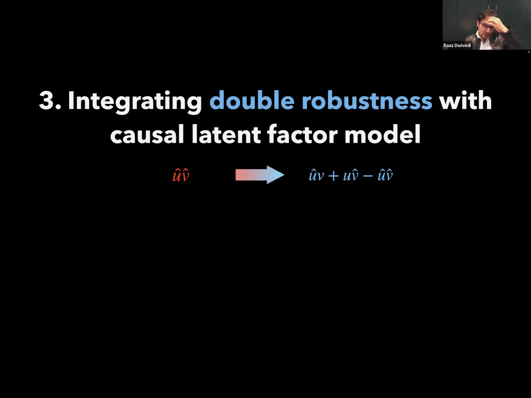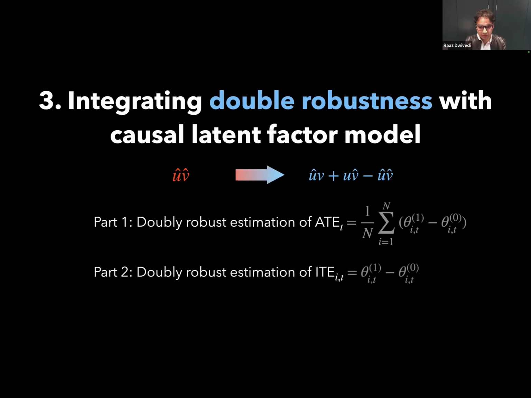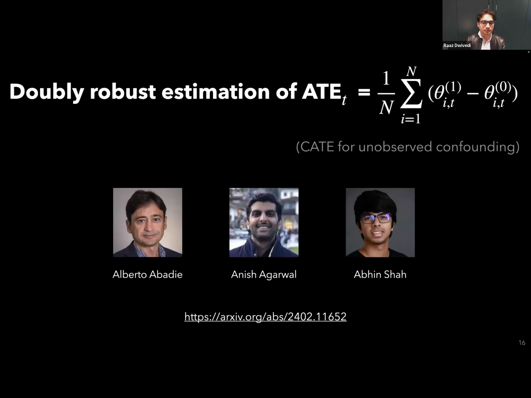So now the talk will have two parts, roughly 10 to 15 minutes each: doubly robust estimation of ATE, ATET, and doubly robust estimation of ITE. And we'll see how to instantiate this trick for both of the problems. So the first work is joint with Alberto, Anish, and Abhin. Alberto is one of the panelists. Okay, so that's the object of interest. I want to do some doubly robust estimation of ATET, where it's the column average difference between the two interventions.